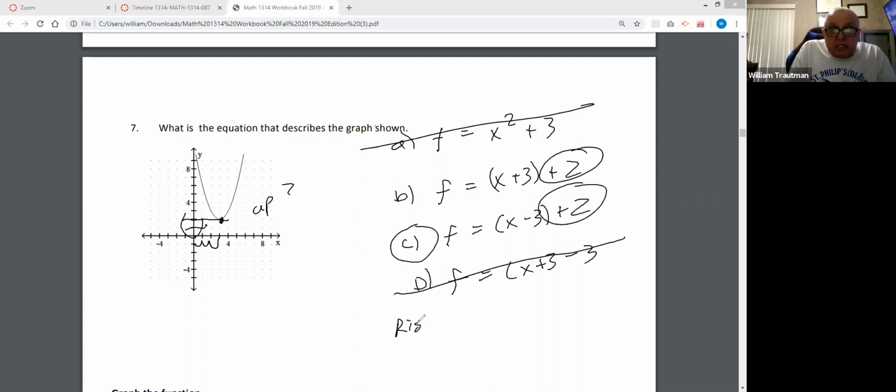Remember, to the right is opposite. Right is positive side, so the right is actually a -3. So the answer is C. On the inside, a negative means you're moving to the right. On the outside, a positive means you're going up. So the correct answer is C.